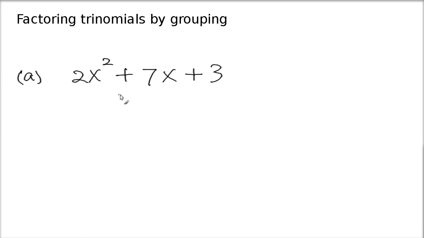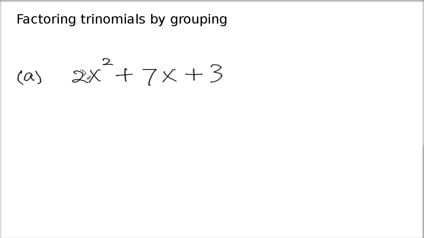The method I'm going to explain in this video is used to factor a trinomial when the leading coefficient, the coefficient of x squared, is not 1. If this is 1, there is actually an easier method I have explained in another video. So let's work out this example.